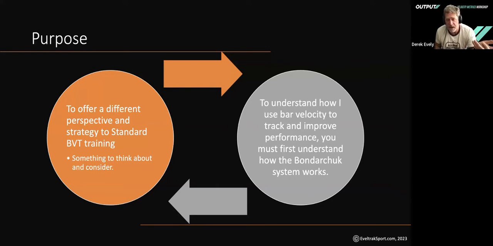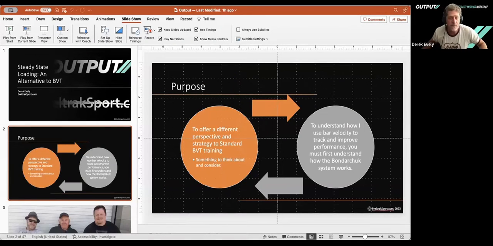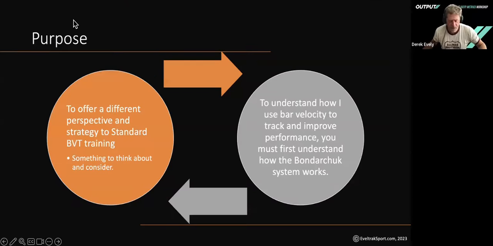To understand what I'm going to talk about, if I got right into the bar velocity thing, you'd probably have a hard time getting a grip on it, because you have to understand how the Bondarchuk system works first of all. And there's a lot of misinformation out there regarding the Bondarchuk system. So I'll do my best to set it straight here.